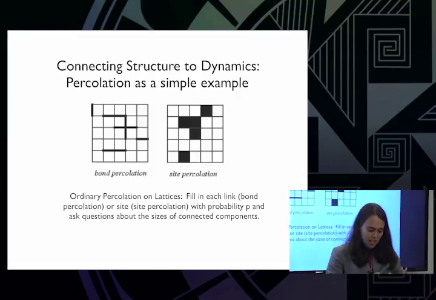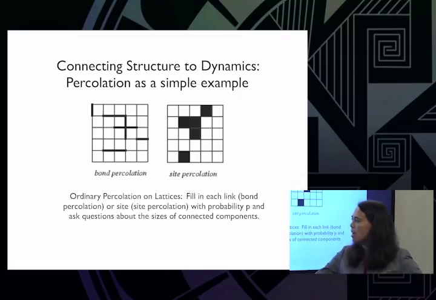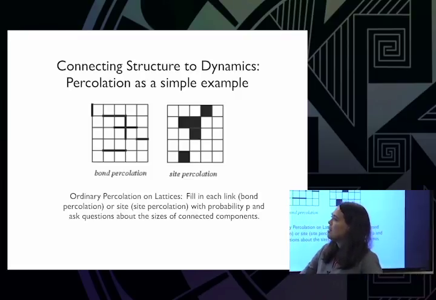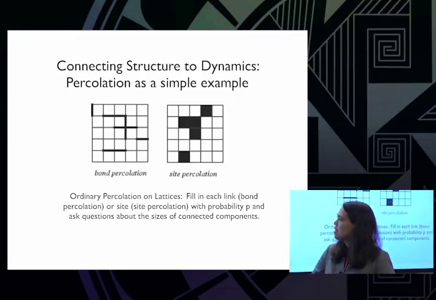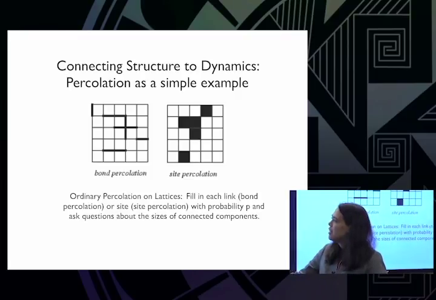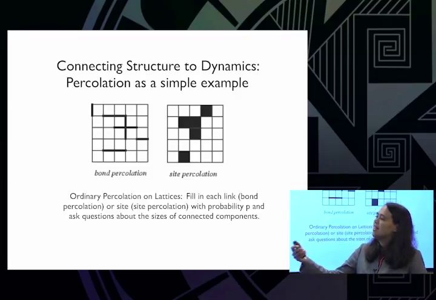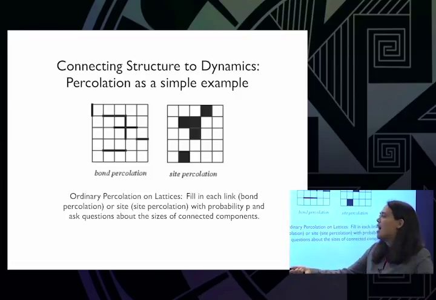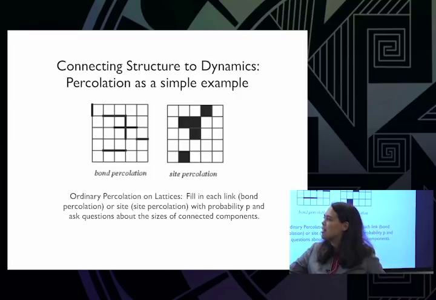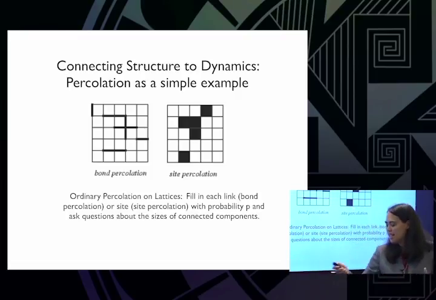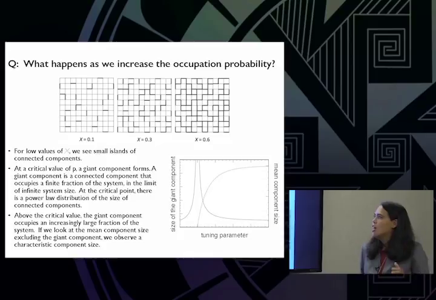So the rock is this kind of simple structure. We can say, okay, well, let's use this grid-like model here. So a very simple network. And in my percolation problem, I consider either bond percolation or site percolation. So in bond percolation, I'm going to fill in each link with a certain probability. And when I fill in that link, that means there can be flow along that bond, right? And then I want to ask questions about, well, how big are these connected components where I can have flow within that component? And I can do the same thing in site percolation.